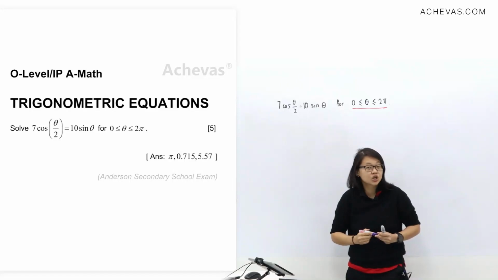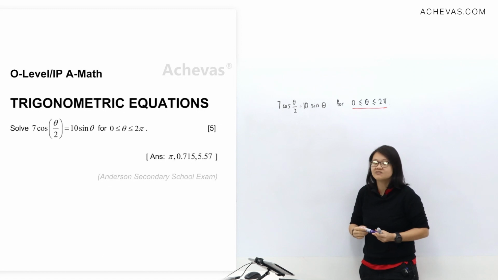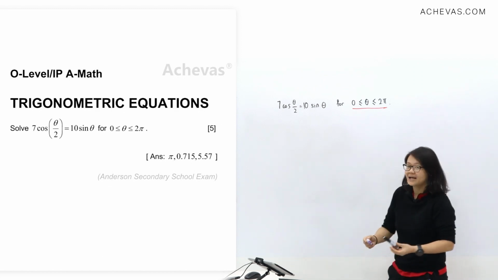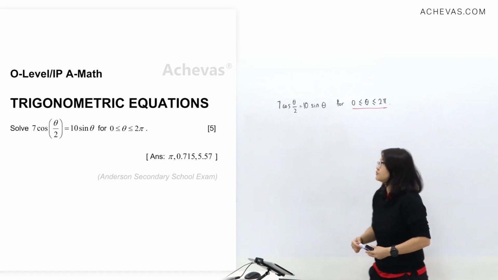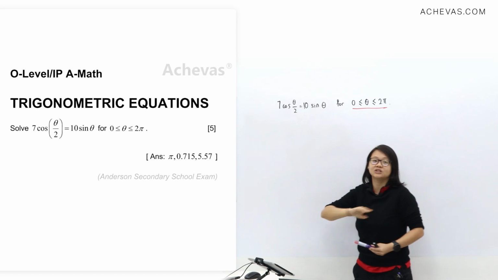Let's take a look at trigonometric equations from Anderson. Solve 7 cos theta over 2 equals to 10 sin theta for 0 to 2 pi. Now let's analyze the question over here. If you take a look at this angle, theta, this angle is theta over 2, they are different.